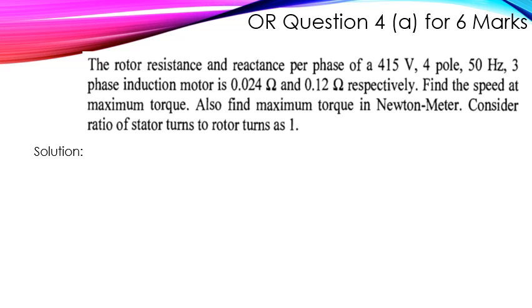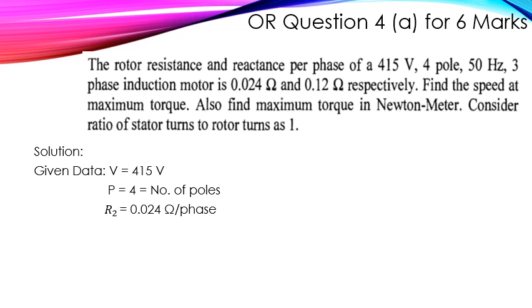So first see the given data. Voltage is 415 volts, number of poles 4, rotor resistance 0.024 ohm per phase, as it is a 3-phase induction motor. And we know that in a 3-phase induction motor there are two constructional parts, rotor and stator. So the rotor parameters are indicated by the suffix 2.